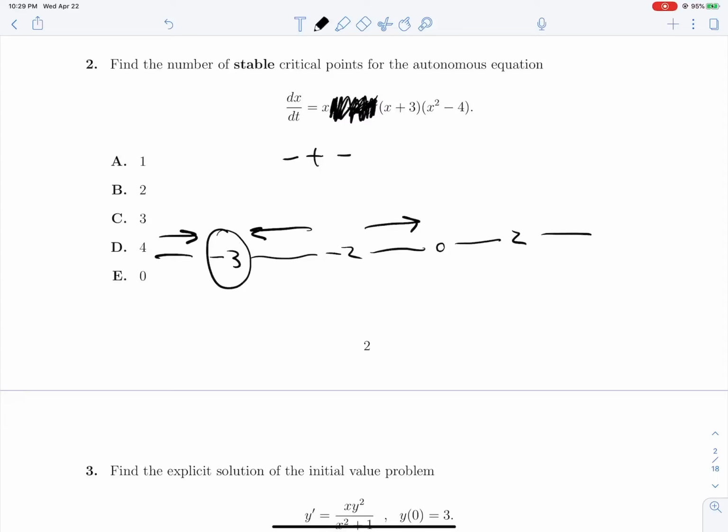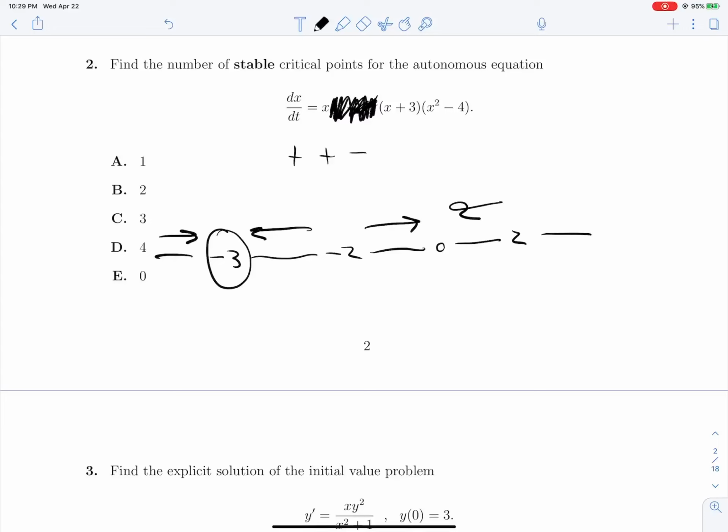And then if we plug in x equal to 1, we'll get a positive number times a positive number times a negative number.